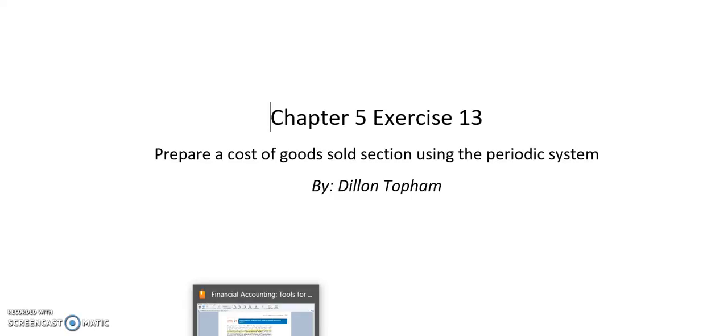Hello everyone, my name is Dylan Topham and today we are going to be working on exercise 13 of chapter 5, in which we are going to prepare a cost of goods sold section using the periodic system. Before we work on this exercise, we need to gain an understanding of what the periodic system is.